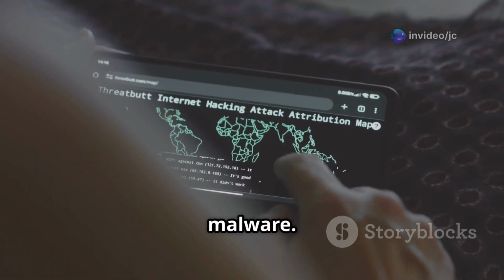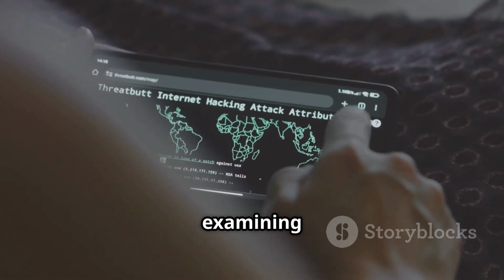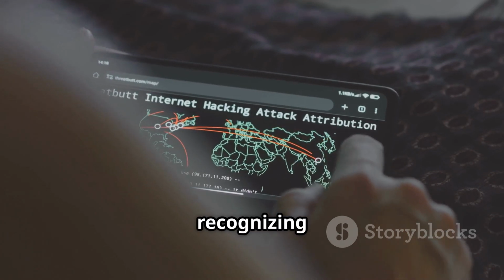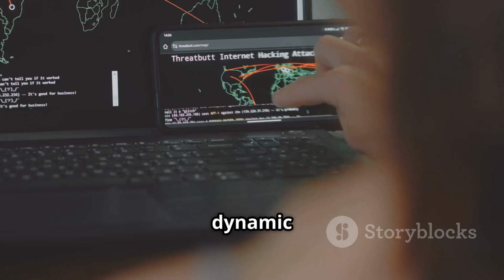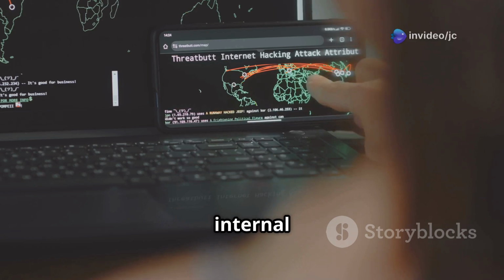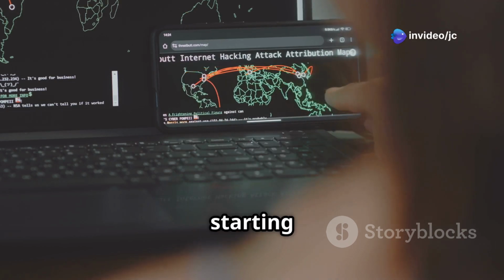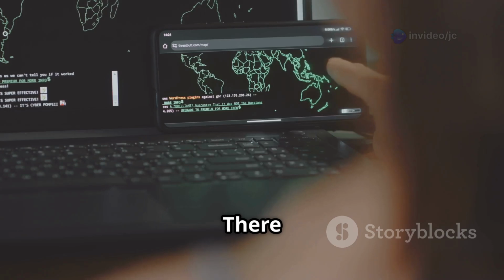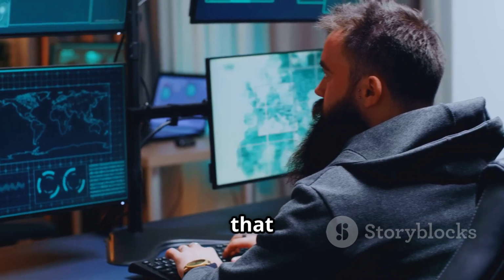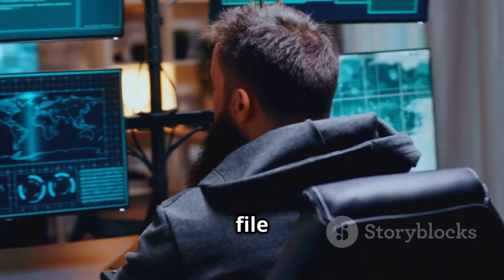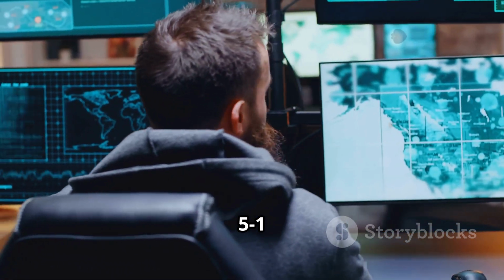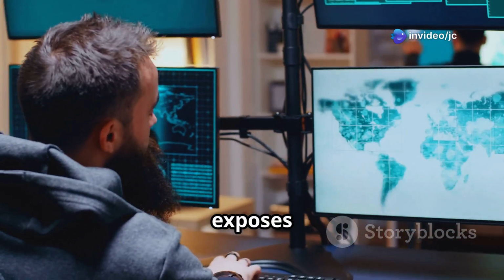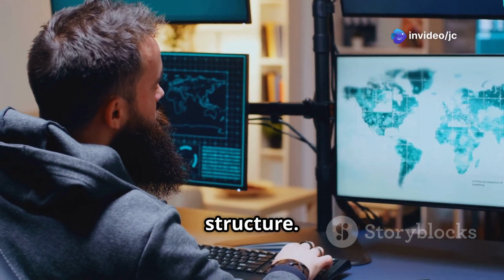Another technique used when analyzing a file is to use static file analysis to look into the code of the file for evidence of malware. This involves examining the file structure, recognizing patterns, and identifying dynamic URLs. Viewing the internal structure of the file is an important starting point in decomposing a file to view its internal code. There are several sophisticated programs that can be used to examine the internal file structure. Figure 5.1 illustrates a program that exposes an internal file structure.